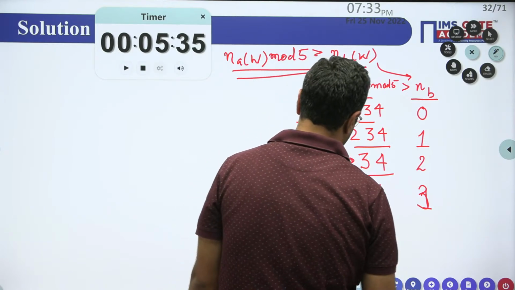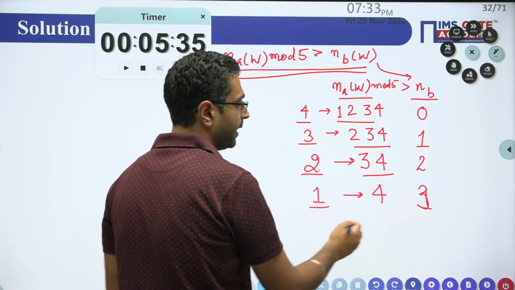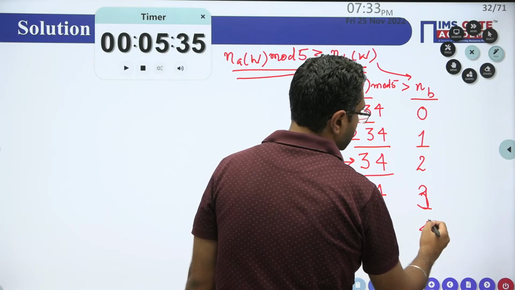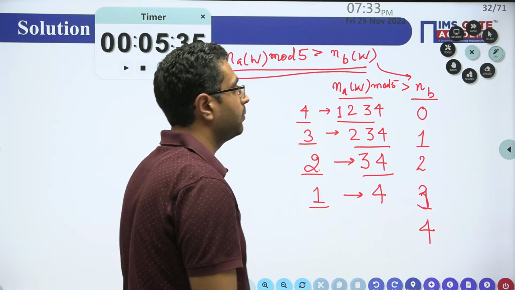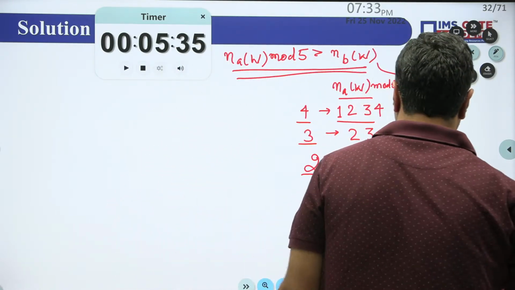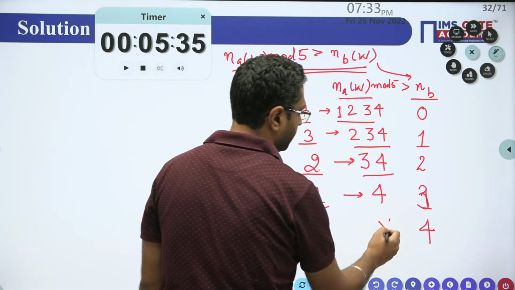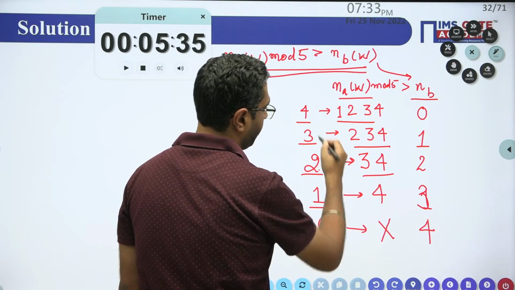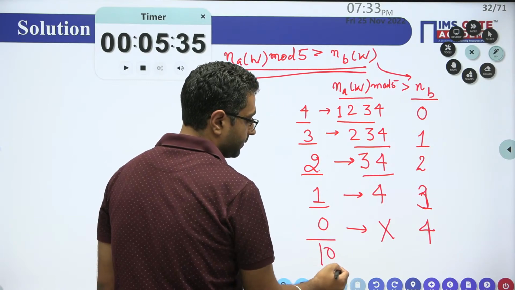So as soon as NB touches 4, there is no possibility that NAW mod 5 is greater than NB. Therefore we do not get any final state over here, which is 0. If we sum it up, we get 10 final states.